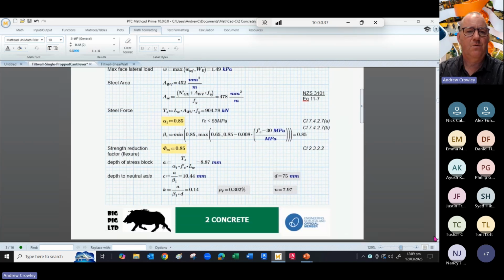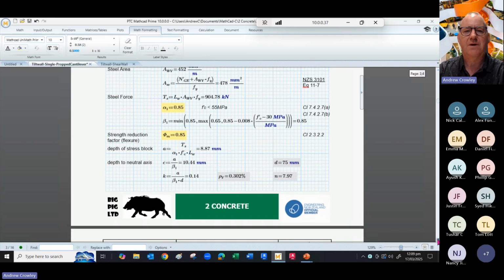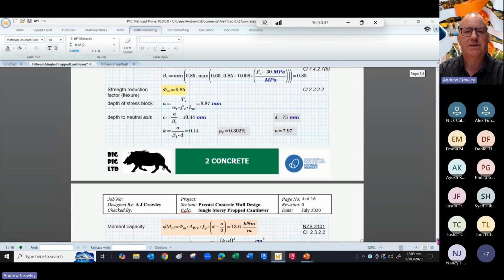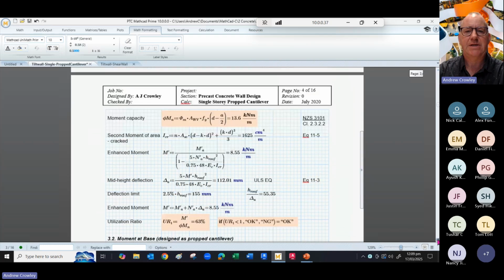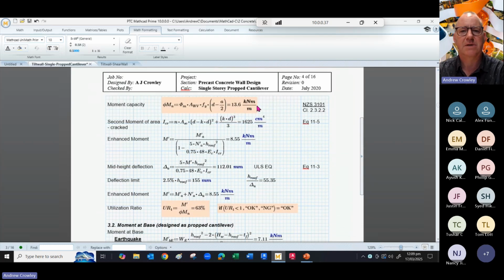So we now work out what the capacity of the wall is in bending, looking at the steel force, deriving our lever arm and our compression area. From that, you derive your moment capacity as 13.6 kilonewton meters using the equations given in NZS 3101.